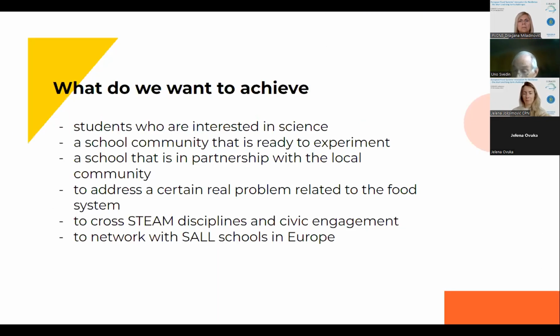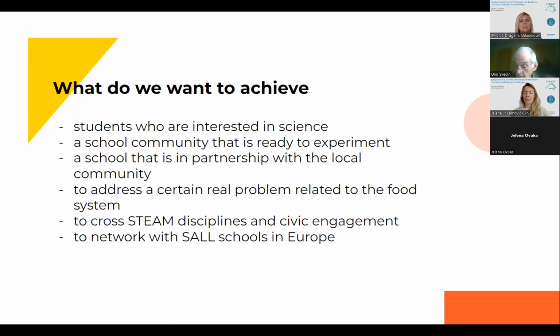Of course, what we wanted to achieve and what is the main goal here and for all other CPN projects is students who are interested in science, who are eager, motivated and confident to deal with scientific topics, a community that is ready to take a bit more risk to join and to experiment with others, a school that is in partnership with the local community, like a school as a center of the local community, not just educational, but cultural, social center, a school that is gathering everyone to work on some issues that the community is bothered with.